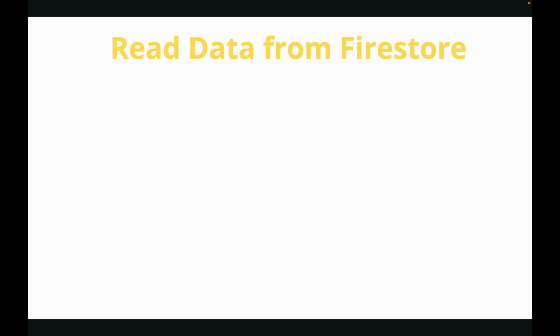So for that, we have two approaches. First is get data once. This is similar to an API call. So when you hit the Firebase method, it will return your data. And the second approach is real-time updates. So whenever a second user makes any changes in the database, you will get the data through an event listener. In this video, we will cover only the first approach, and real-time updates we will cover in the next video. So now let's go to our application.